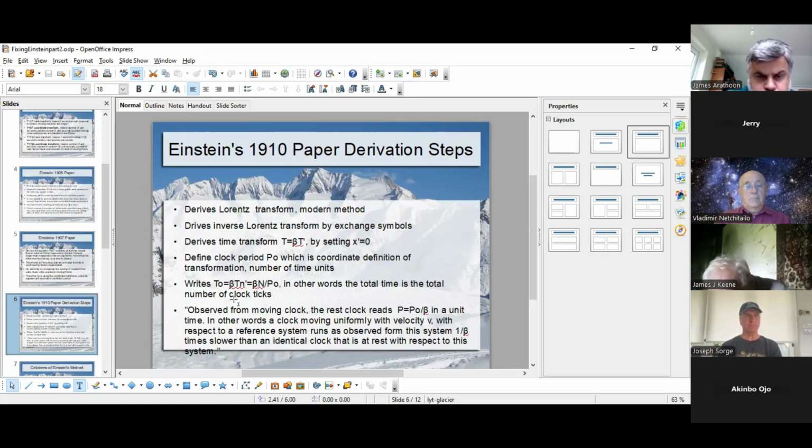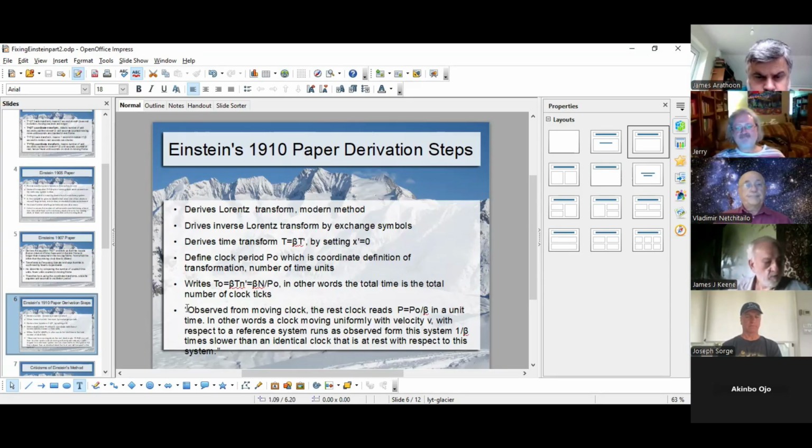Now, he's of course saying that there are fewer clock ticks counted in the rest frame relative to the moving frame, which gets kind of confusing. So this is what he says. Observed from the moving clock, the rest clock reads P equals P0 divided by beta in a unit time. So there are fewer of these clock ticks counted when the moving clock has a unit time. The rest clock, this is so confusing.